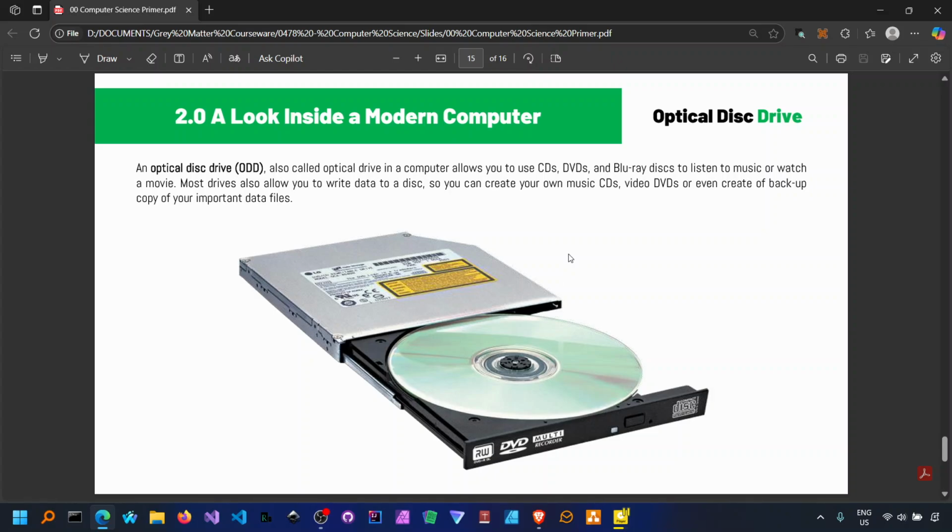Then optical storage, which is becoming less and less common, but it's still another type of storage that we'll be looking at, right? We'll be looking at that in more detail. It makes use of CDs, DVDs, and Blu-ray discs for the most part.